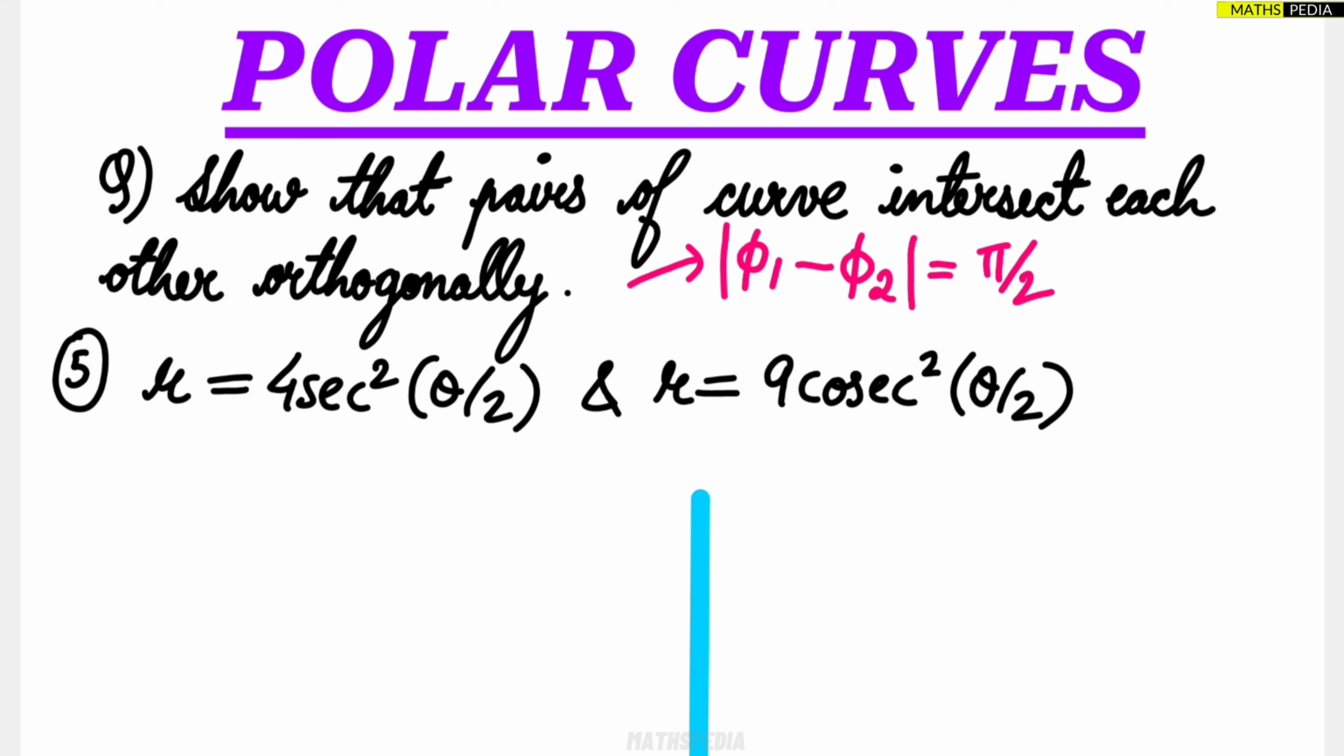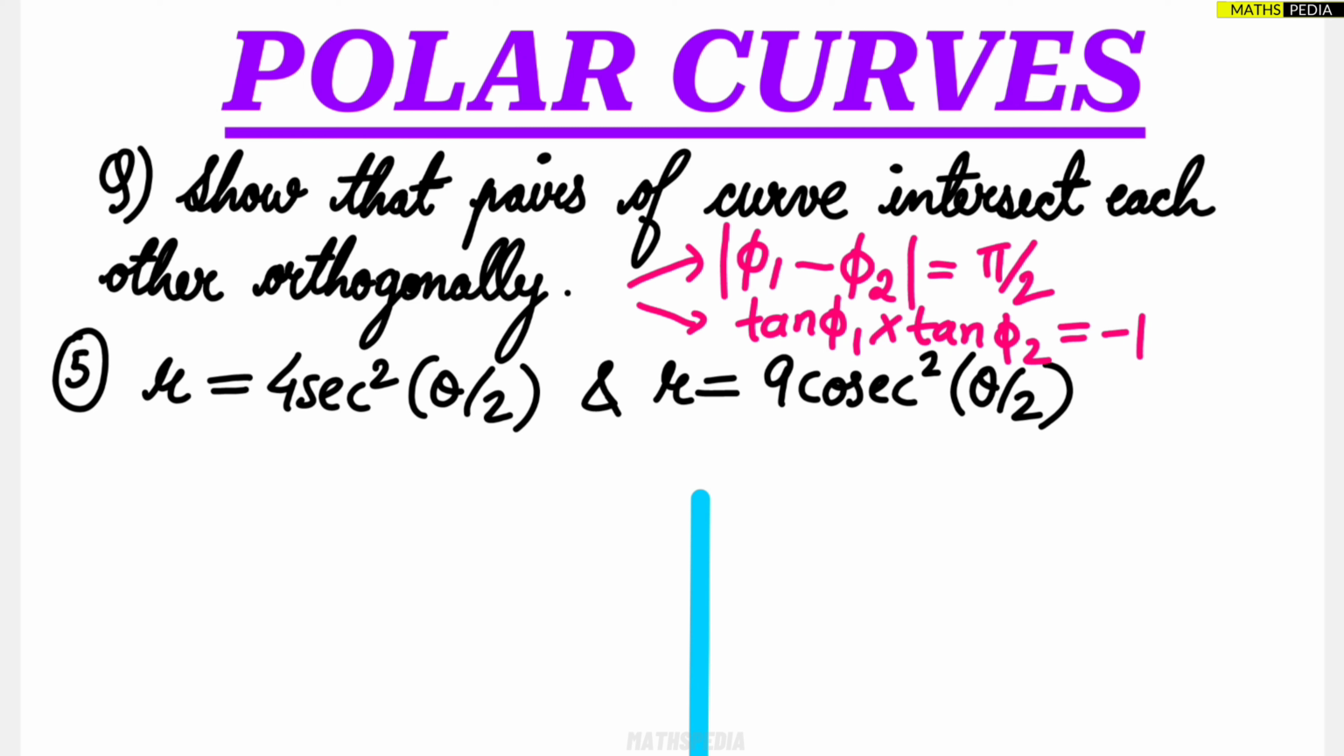Second method is basically, without finding phi1 and phi2, go for tan. So tan phi1 into tan phi2. If we are getting it as -1, then we can say that both are intersecting orthogonally. Okay, so these two are the methods to find. Any one you can choose and do. Let us proceed with the question.